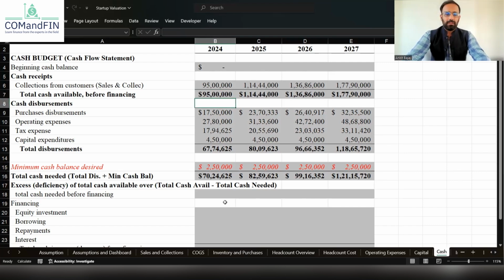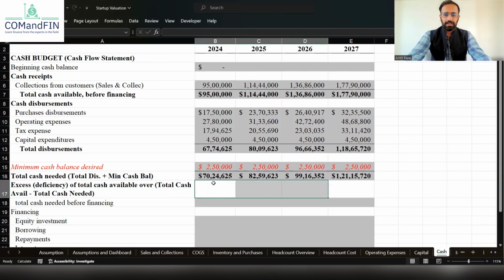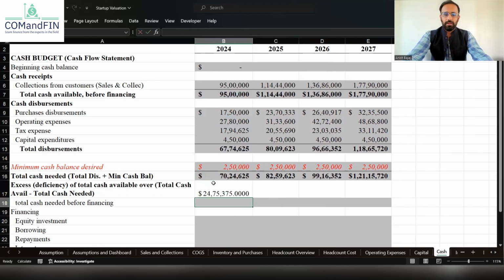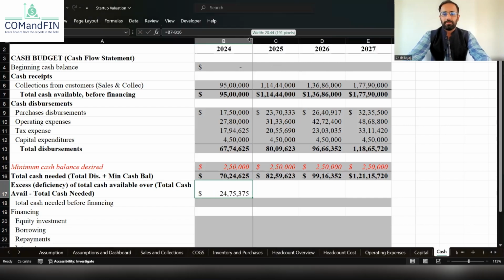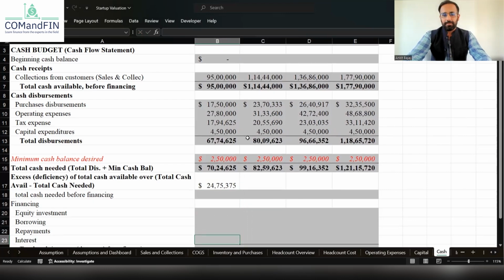So here, if I calculate the excess or deficiency in the cash, I will take total cash and subtract total cash needed from it. I will take 95 lakh and subtract total cash needed from it. Total cash available minus total cash needed is going to be 24 lakh 75,375. It means the company has excess cash. After adjusting the minimum cash requirement, we found that the company has sufficient cash with them.